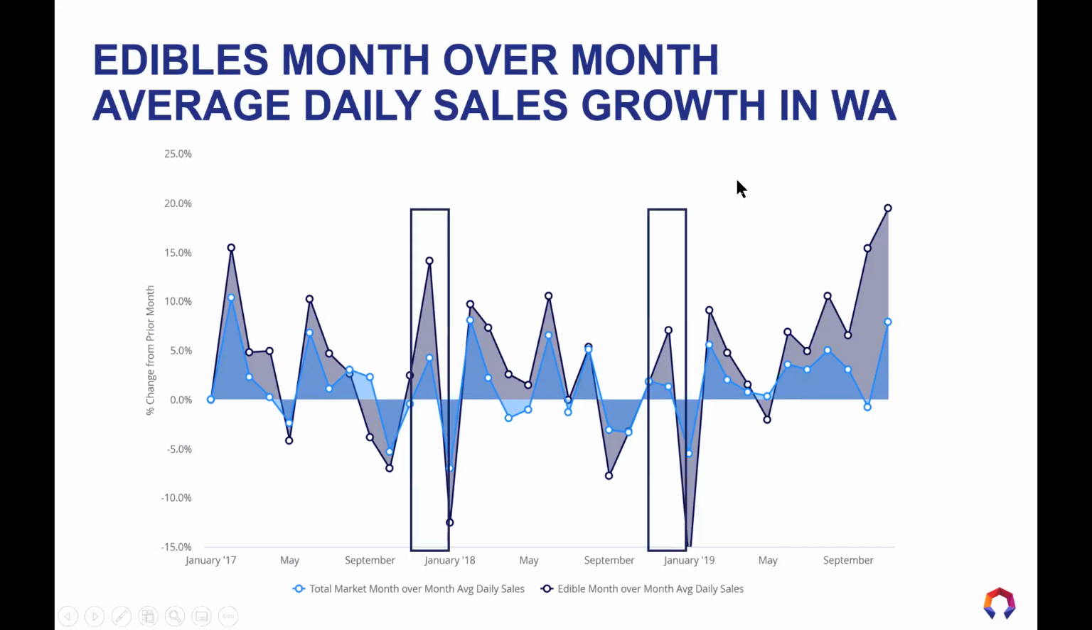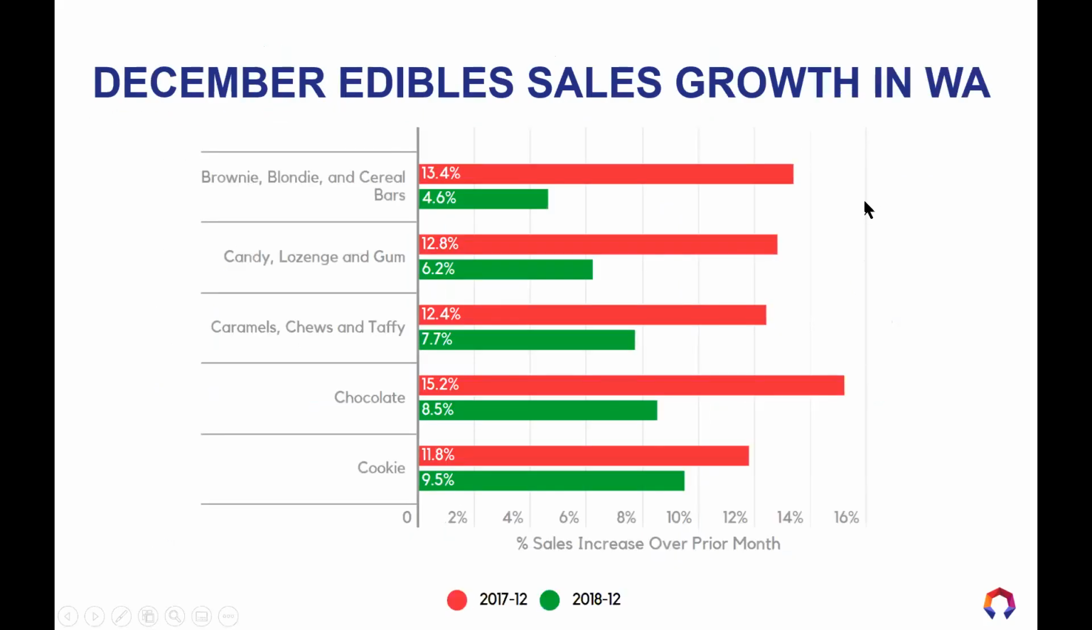Here I'm calling out December growth for a few of the edible segments. This is the same numbers you were looking at before, just for a few of those segments. At Headset, we break all our products into categories and then further down into segments or subcategories. While edibles has 11 segments, I've chosen to highlight only a few of those here. These are the ones that are particularly affected by a holiday sales boost.